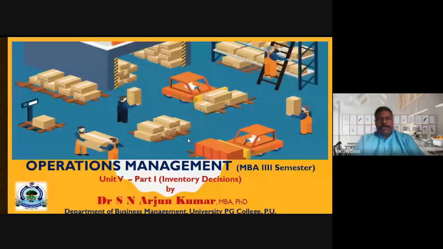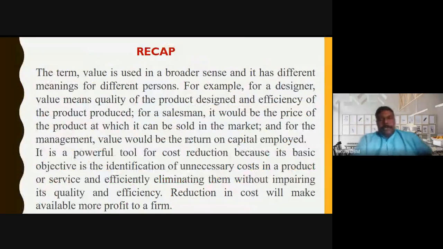So today we are going to see the topic that is inventory decisions, part 1 of unit 5. So recap, that is about the value.